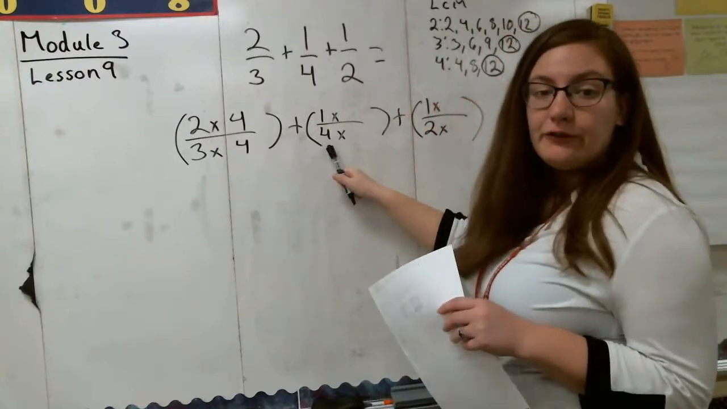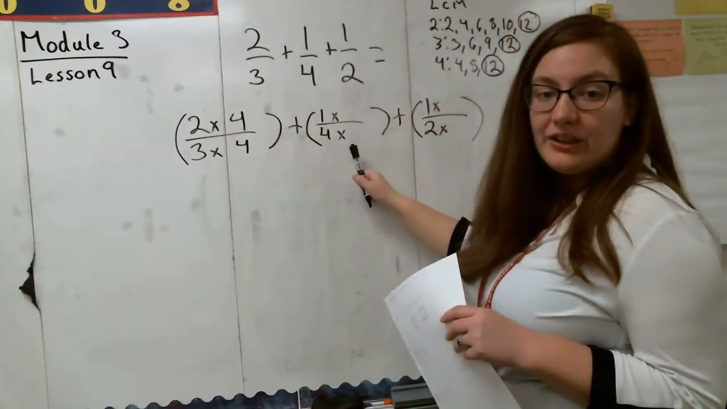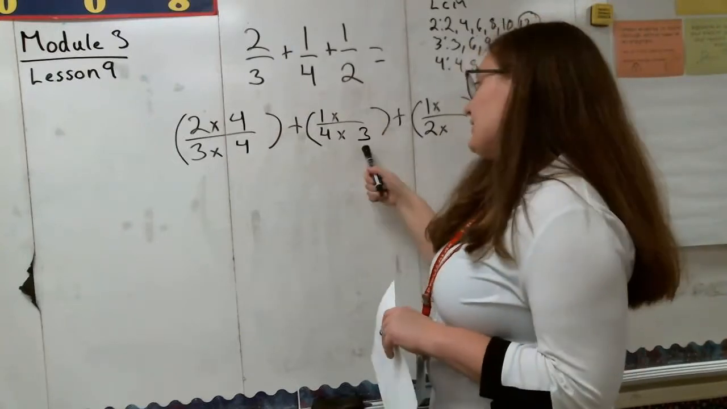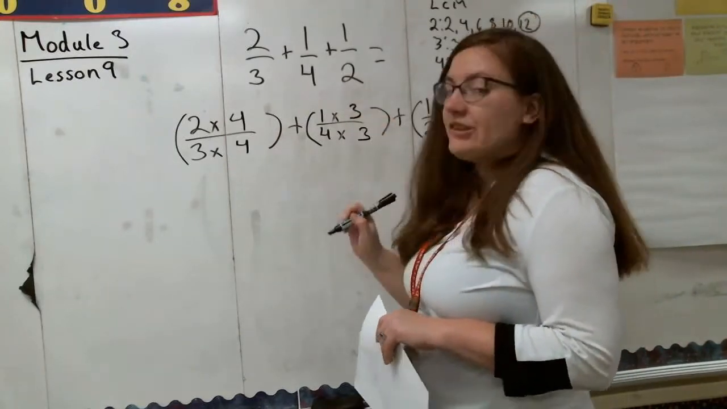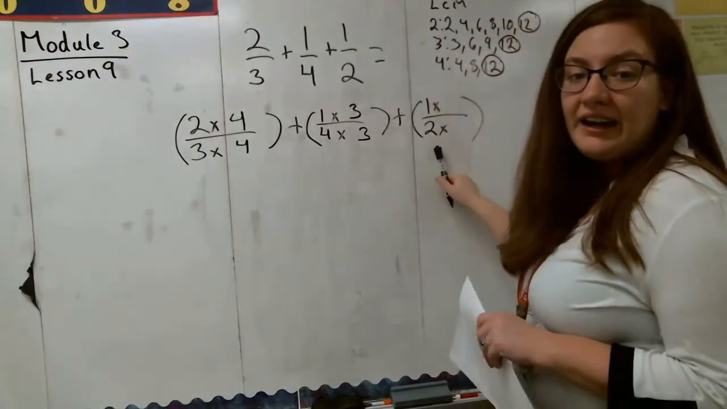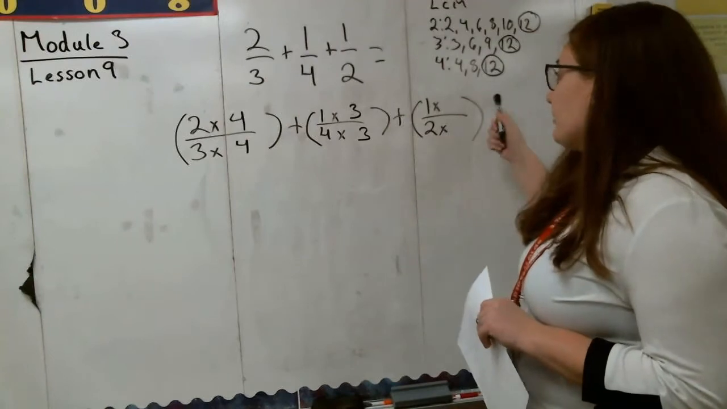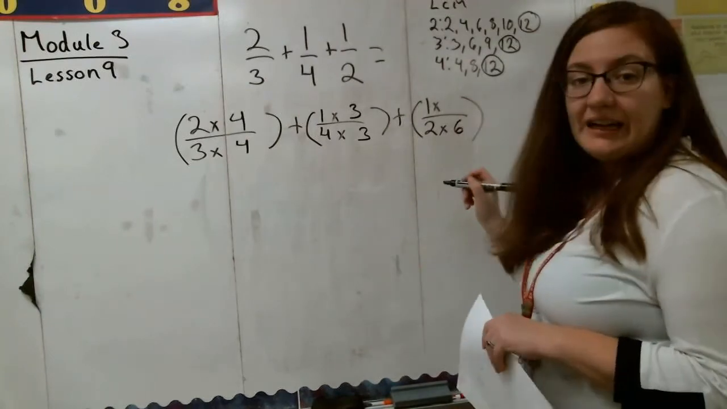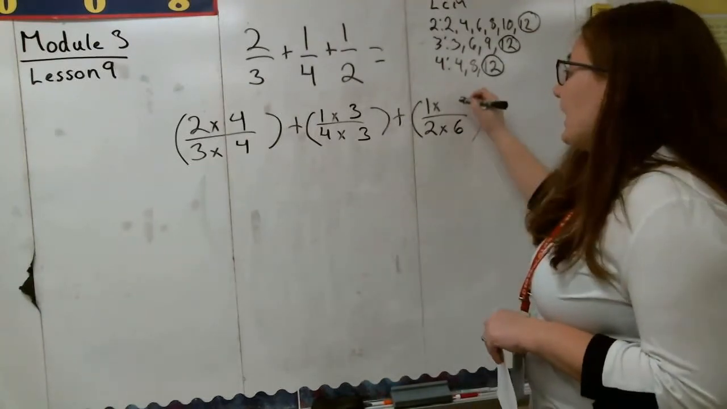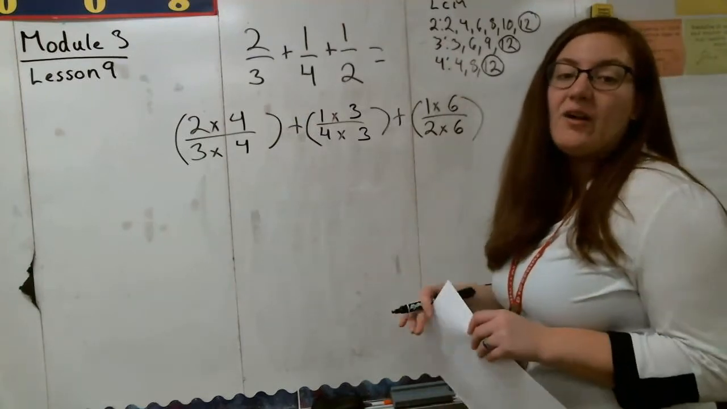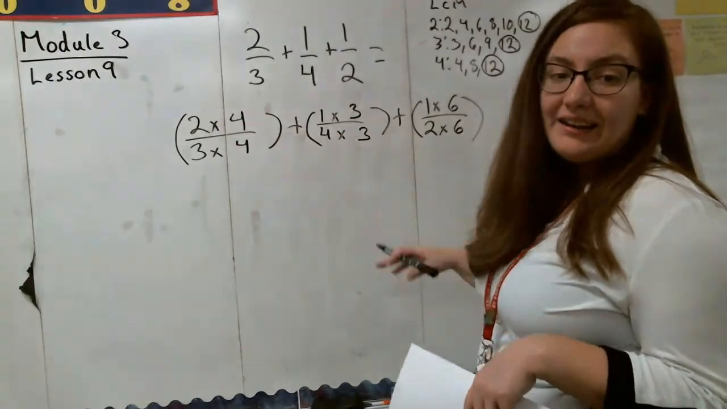Over here, I have 4 times what is going to give me 12? Well, I know that 4 times 3 will give me 12, and since I did this to the bottom, I also had to do that to the top. And finally, over here, I have 2 times what will give me 12, and I know that 2 times 6 will give me 12. And then since I put that in the bottom, I also have to put that on the top. And now I can multiply and then add these up.